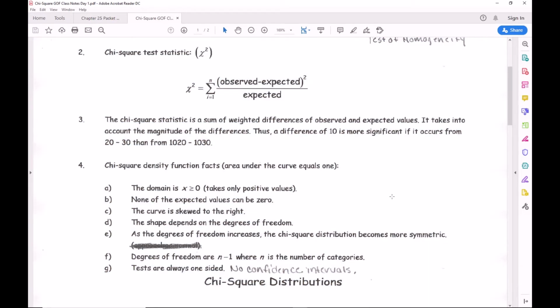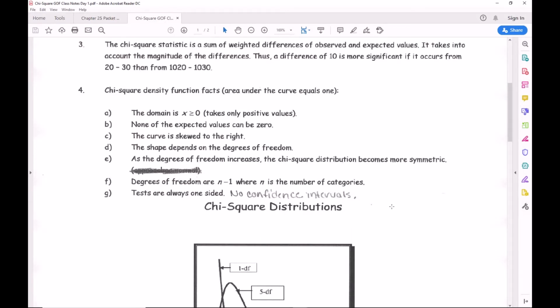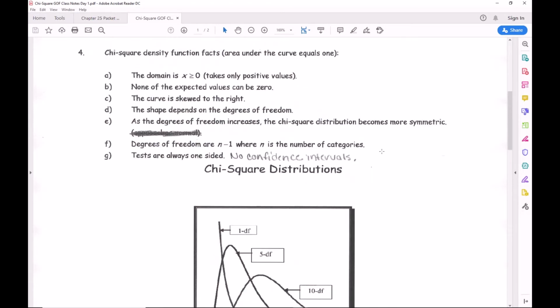All right? So what do we have for chi-square density functions? Well, a density function, don't forget, is a mathematical model that's geometric and the area under it is 1. So we chop it up into probability. So at least that we have in common with our z-curves and t-curves. The domain, the value on your x-axis, is values at 0 or higher, whereas we're negative to positive infinity for a z-curve or a t-curve. None of your expected values can be 0. Chi-square curves are skewed to the right.